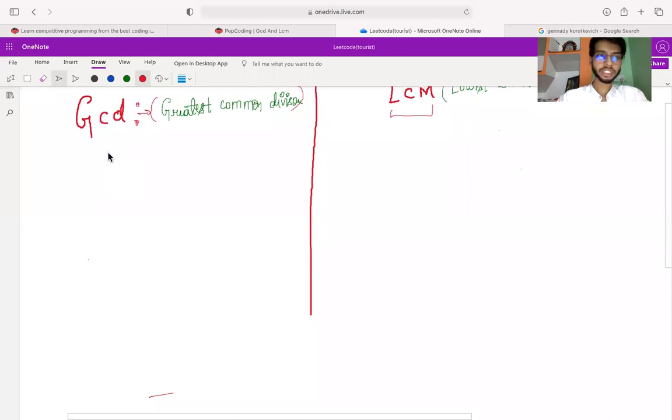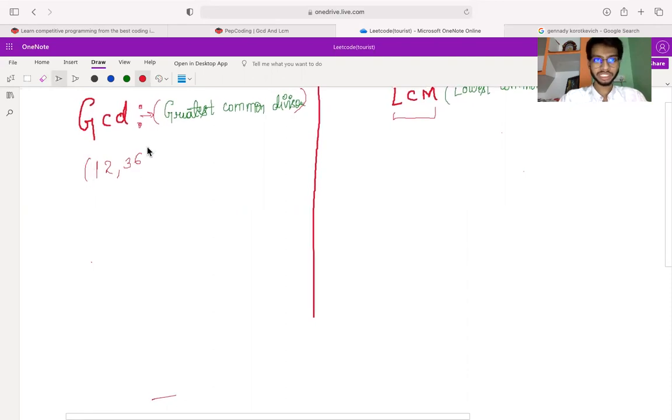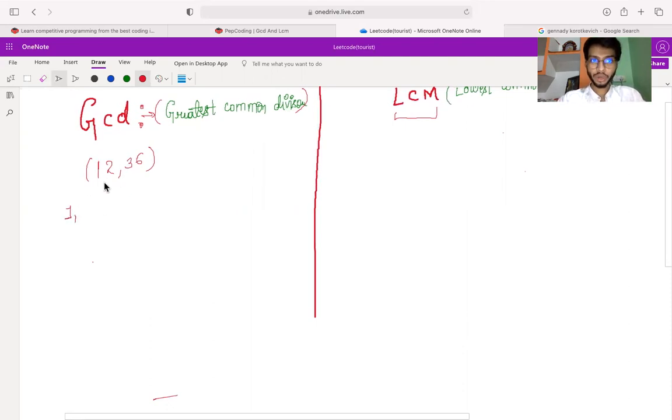For example, I am considering two numbers, 12 and 36, and for these two numbers I need to find the GCD. What does it mean? It means the greatest common divisor of both these numbers. Can I say 1 is going to divide 12 and 36? Yes, I can absolutely say that 1 is going to divide 12 and 36.